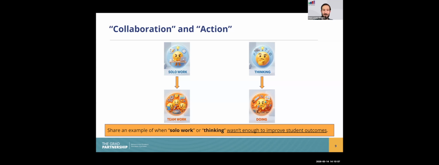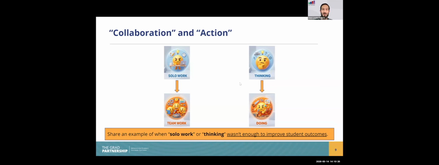And I'm guessing that people in this room have an example when they either witnessed or were part of a situation when you saw solo work happening or you saw thinking work happening and you realized that it wasn't enough to improve student outcomes. And so I'd love to just hear a couple of your stories. If you feel comfortable coming off mute and sharing out loud, I think that's the best way to build community. And if you're only able to share in the chat, that is also more than welcome.